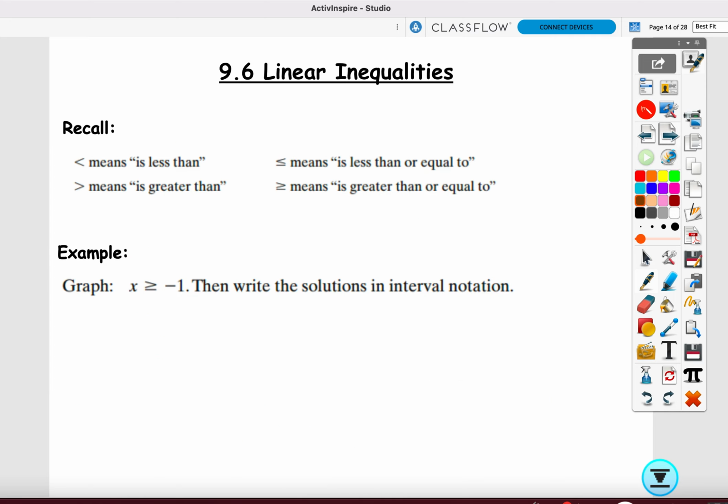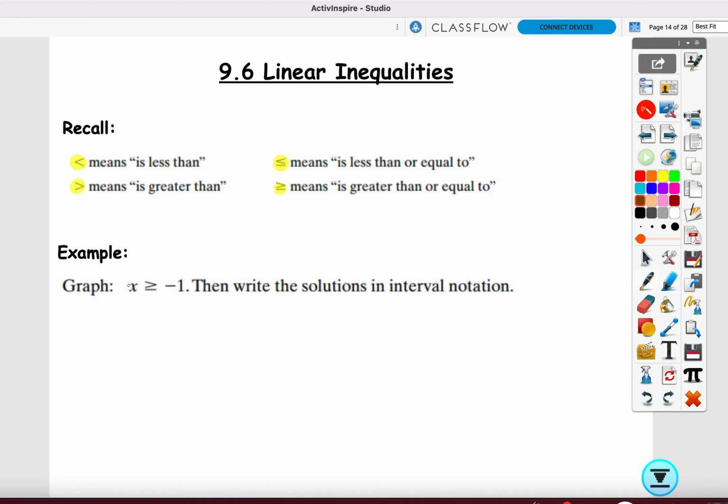So here we are at 9.6 linear inequalities, guys. So before we get into linear inequalities, it is important you know the symbols. It's very important that you remember that less than is pointing to the left. When it points to the right, it's greater than. When it has the line in the bottom, it's less than or equal to, or greater than or equal to.